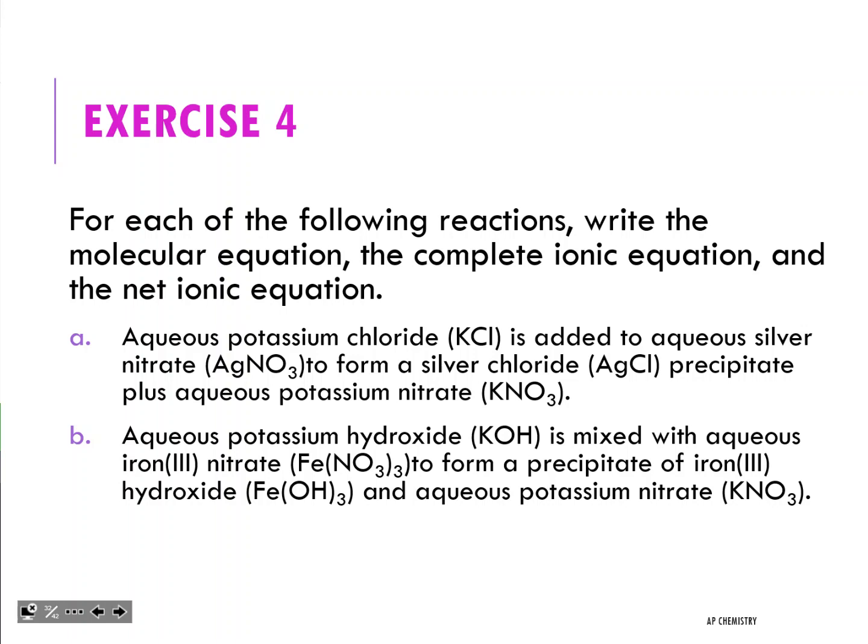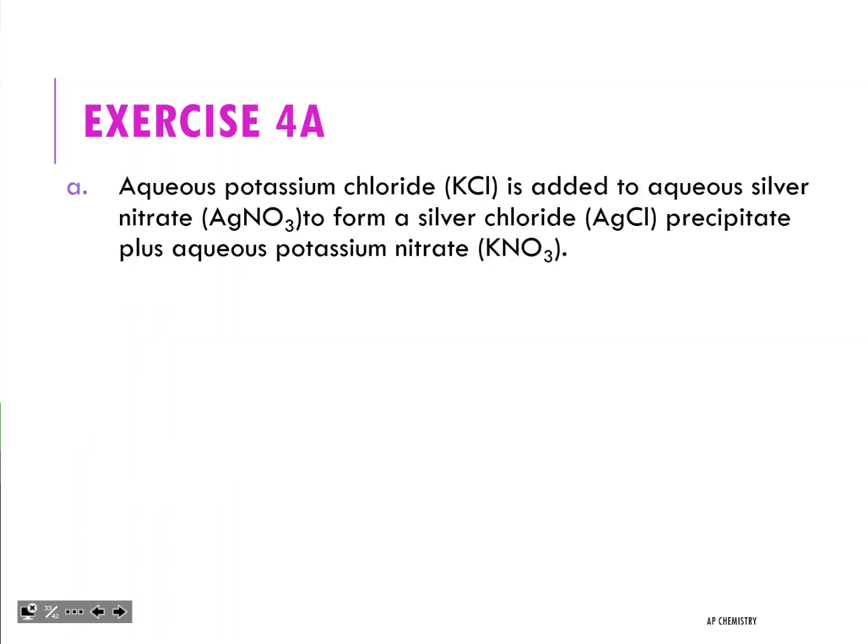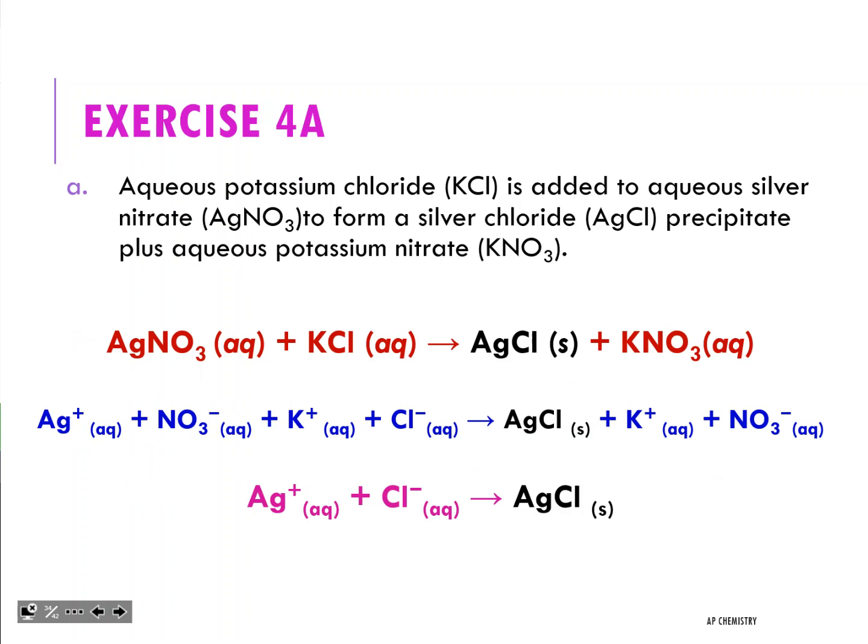All right, so let's take a look here. Check your answers. The first one's pretty easy because everything is 1 to 1 to 1 because it's +1 -1 for both the ions in each compound. So as you can see here, the silver chloride is what precipitates. The potassium and the nitrate are the spectators. So they're the ones that get taken out and are not written in the net ionic equation. This one's easy because everything's 1 to 1 to 1.